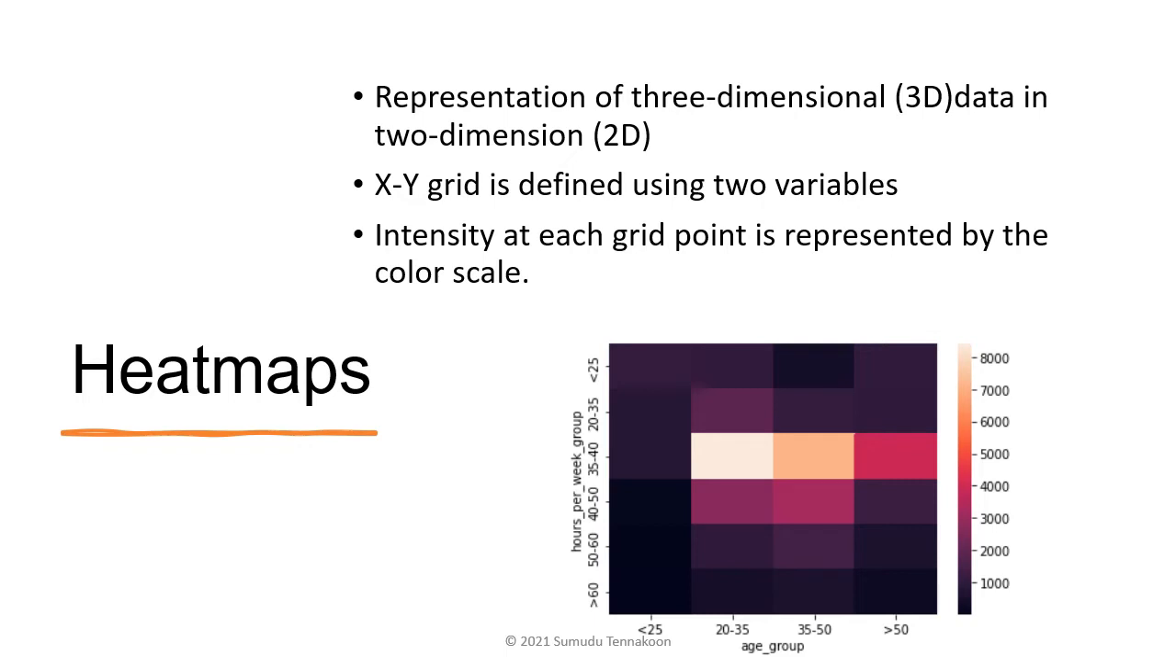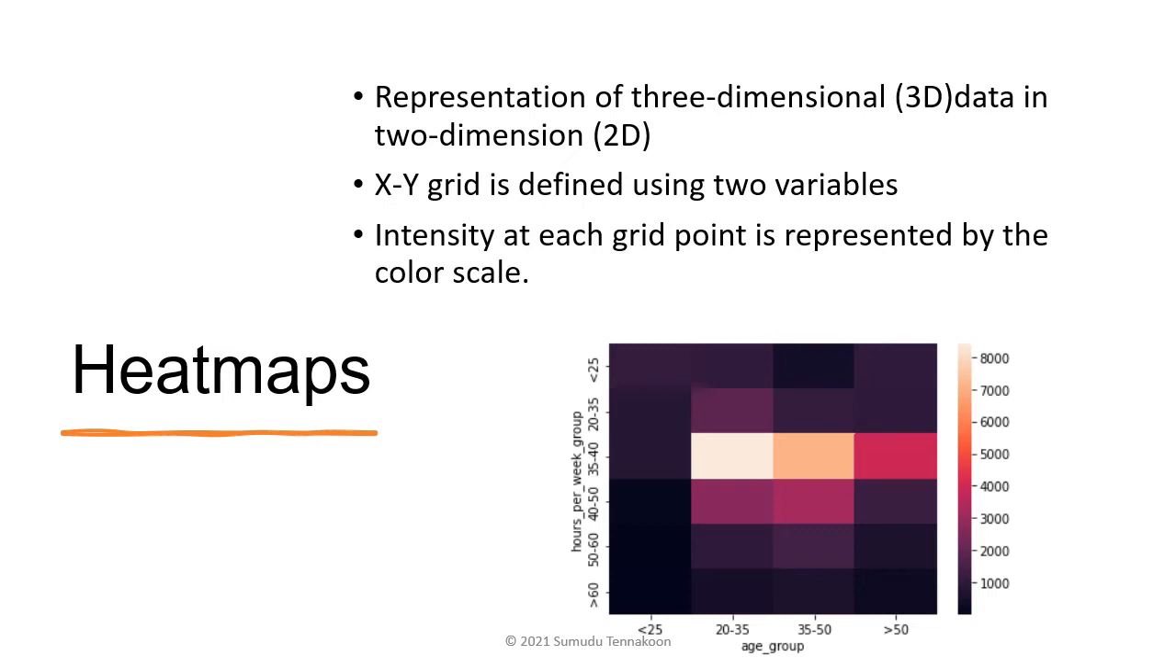Right. So the XY grid is defined using two variables you have to choose. In this case, age group and hours per week. So those are the two groups. Each cell in this grid, or each grid point, will be a category defined by these two variables, right? And the third variable will be represented by the intensity. That is the count, the number of people belonging to each category, right?